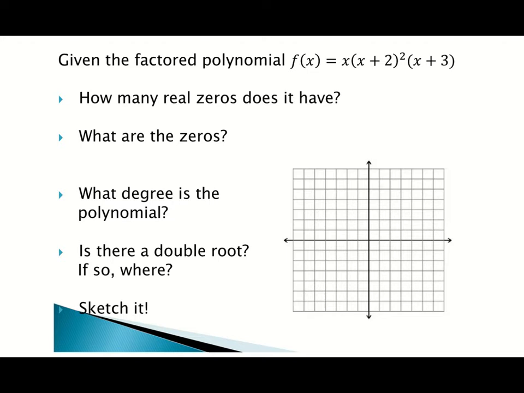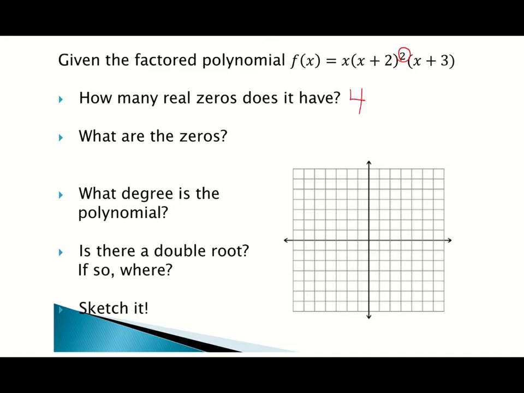Now let's look at an example of graphing a polynomial with multiplicity of 2. Given the factored polynomial f of x equals x times (x plus 2) squared times (x plus 3), we want to know how many real zeros it has. Right now it looks like we only have 3, but we have this multiplicity of 2, so that means this (x plus 2) occurs twice. So we actually have 1, 2, 3, 4. It actually has 4.